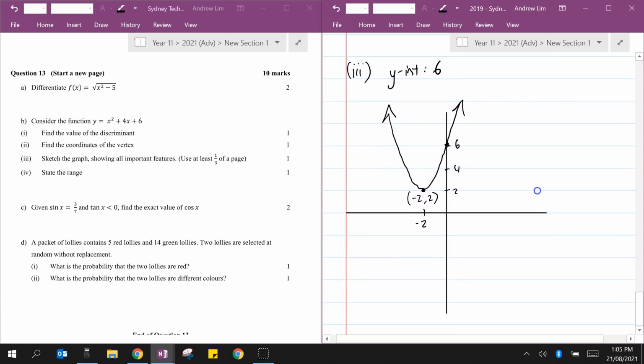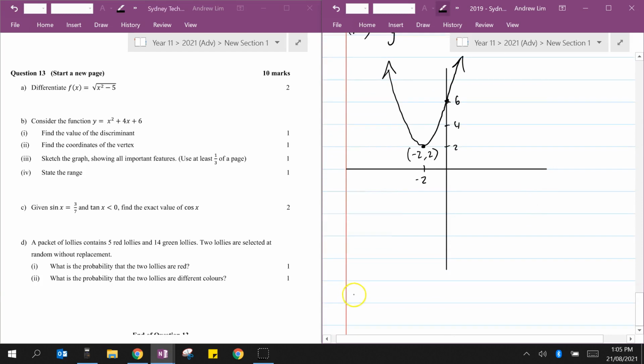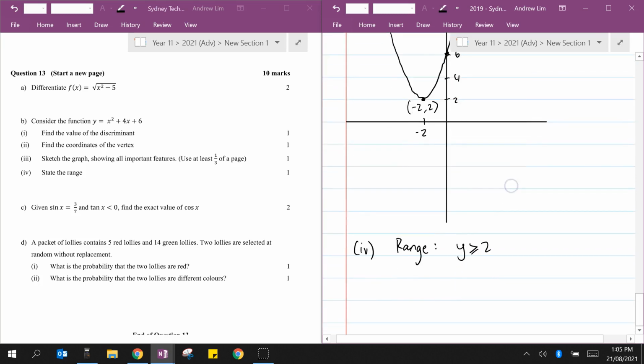State the range. The range is all the possible y values. So it's from 2 to infinity. Sorry, I'm going to write range: y is greater than or equal to 2. If you want to write in interval notation, you can. It's from 2 to infinity. We use the square bracket for 2 because we do include the 2, but we always use a round bracket for infinity.